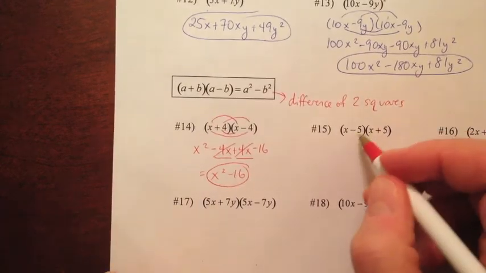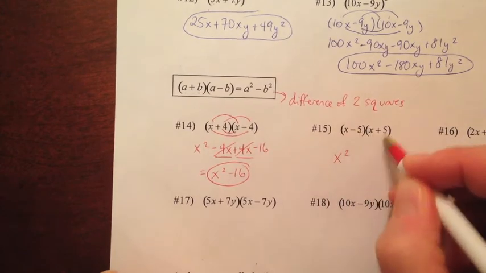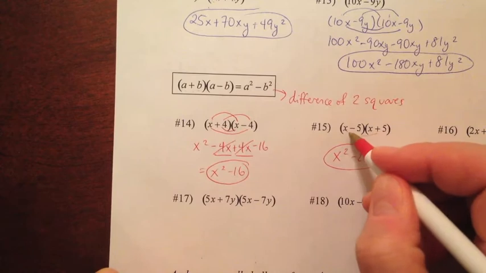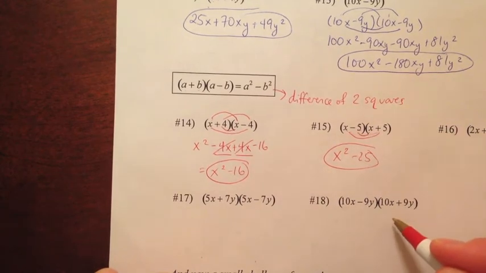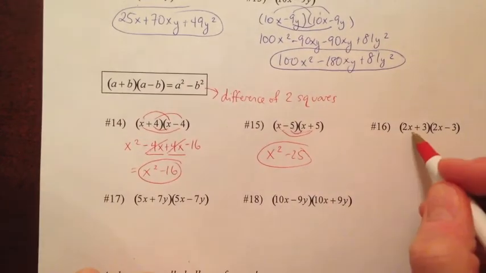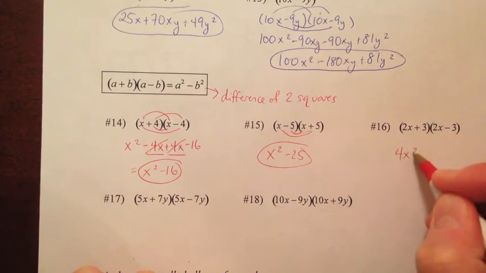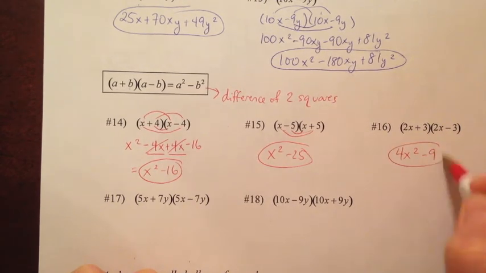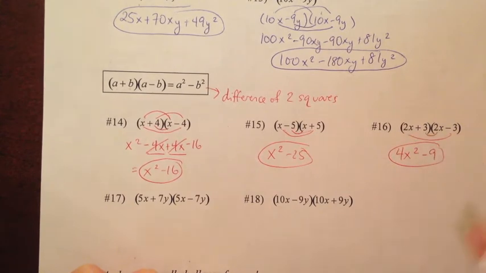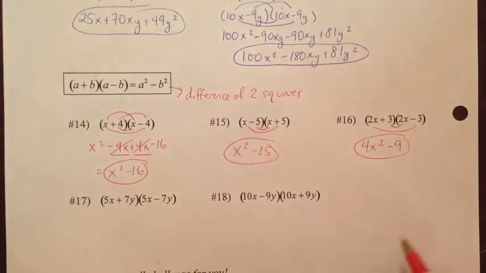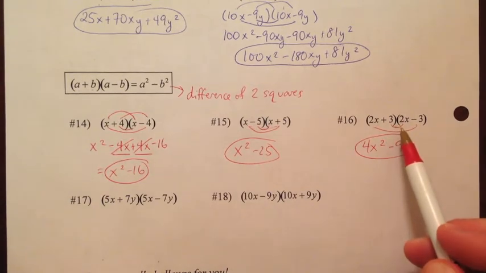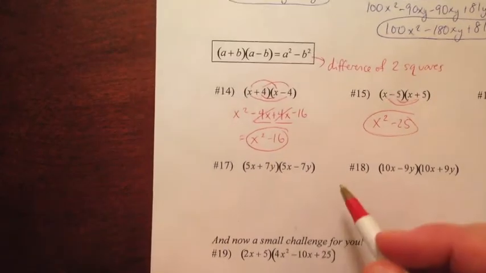So here you'd have x squared minus 25. The two middle terms would be positive 5x, negative 5x. They add up to 0. This here will be 4x squared. 2 times 2, and then 3 times negative 3 is minus 9. The middle terms will cancel. This only works if you recognize this pattern. Okay, so if you don't recognize it, go ahead and distribute it out, FOIL it out.